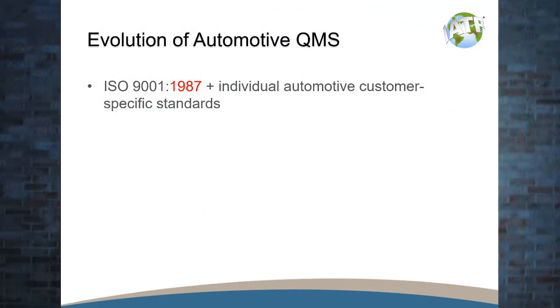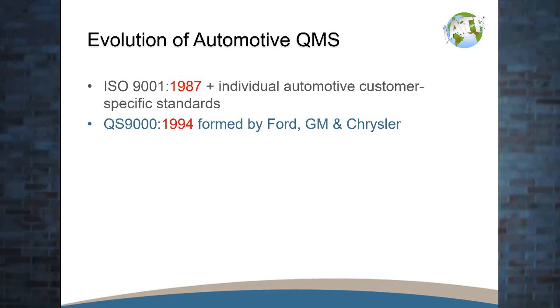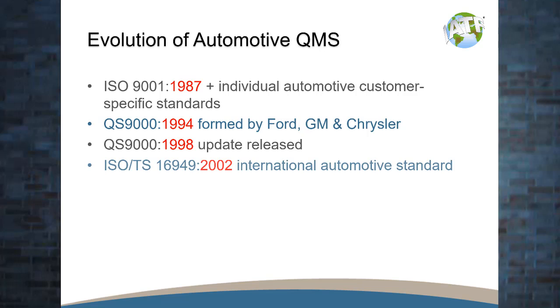ISO 9001 came out in 1987, plus individual automotive customer-specific standards. In 1994, we saw the formation of QS 9000 by Ford, GM, and Chrysler in North America. There was an update to QS 9000 in 1998. ISO TS 16949:2002 was published, and it became the first international automotive standard.